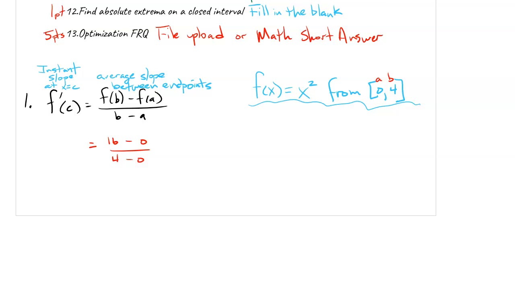Excellent job. Derivative of what? Yep. So f prime of x is 2x. So what should I write over here in red? What do I write for f prime of c? Nice. Good memory.